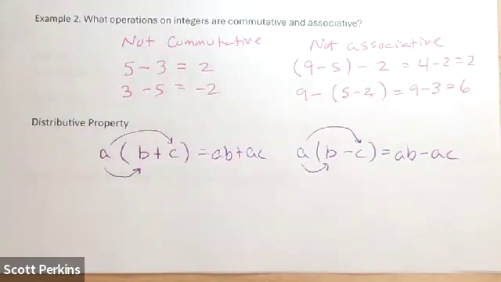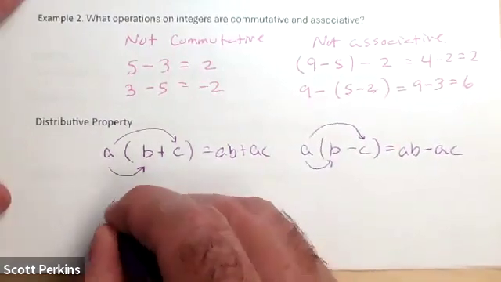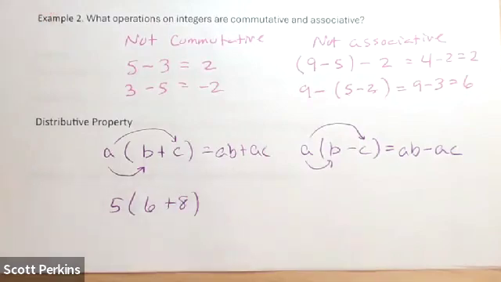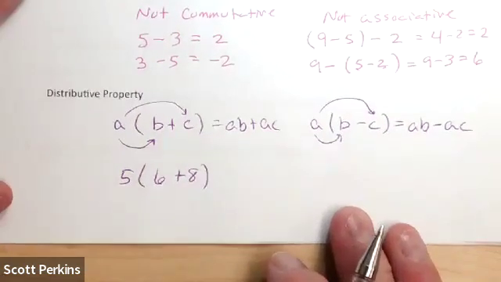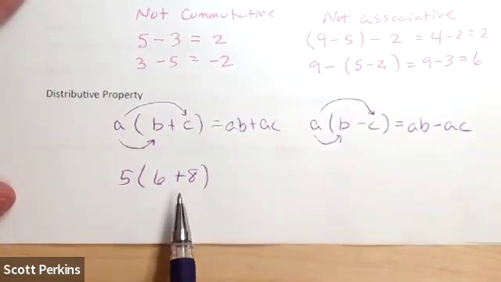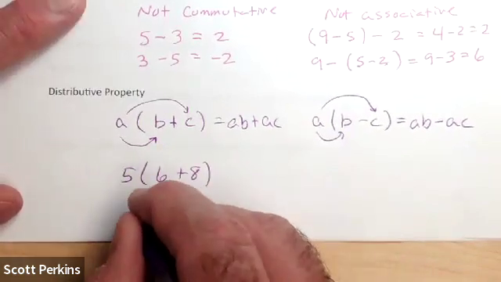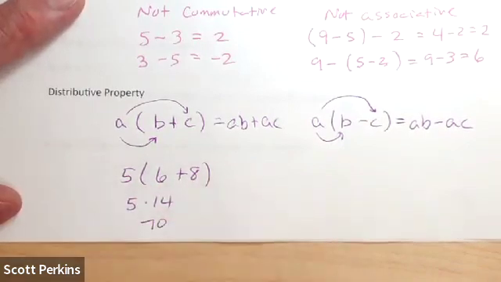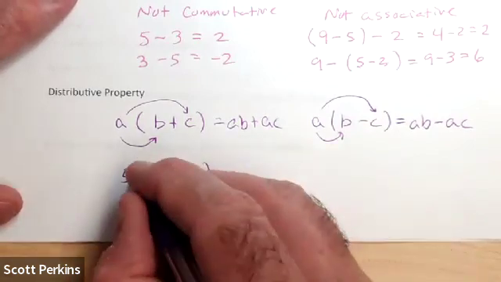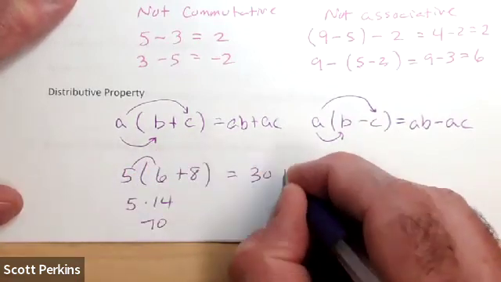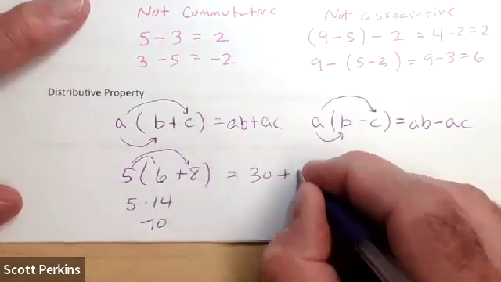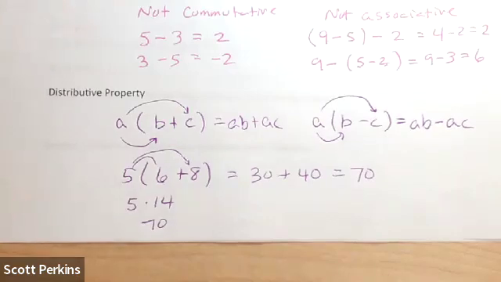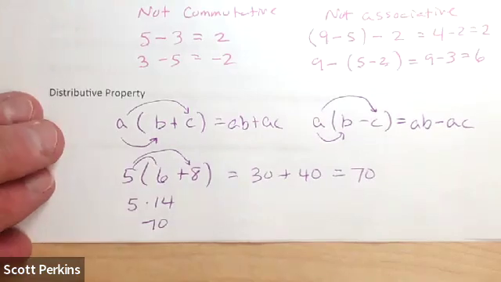So for instance, if I have something like 5 times 6 plus 8, well, with numbers, we can do this 2 ways to see that it's true. First, I can do order of operations. 6 plus 8 is 14, and 5 times 14 is 70. Or I can distribute. 5 times 6 is 30. 5 times 8 is 40. And 30 plus 40 is 70. And you can see that the distributive property holds for those numbers.